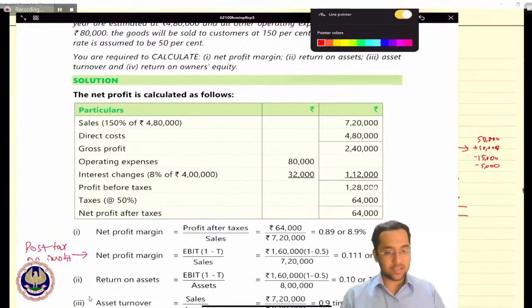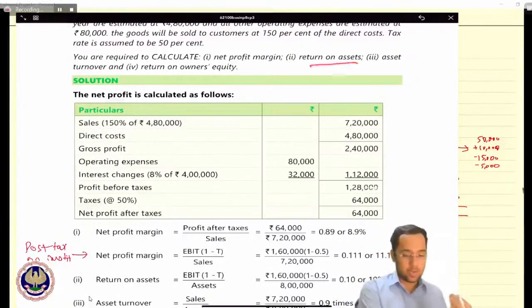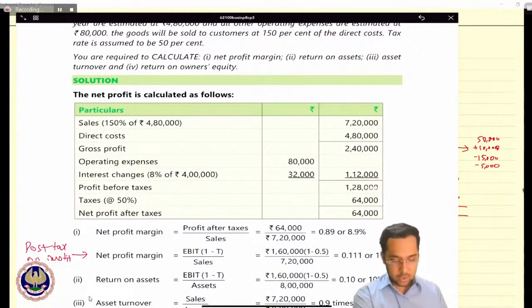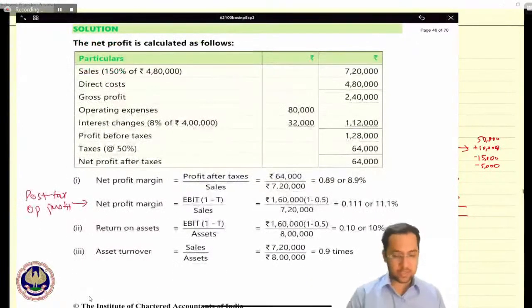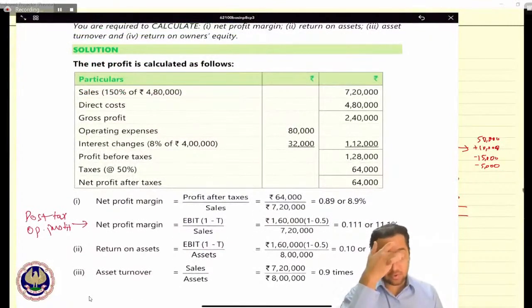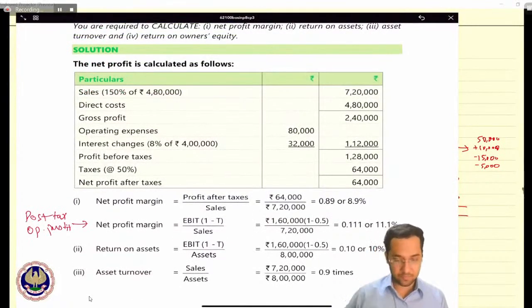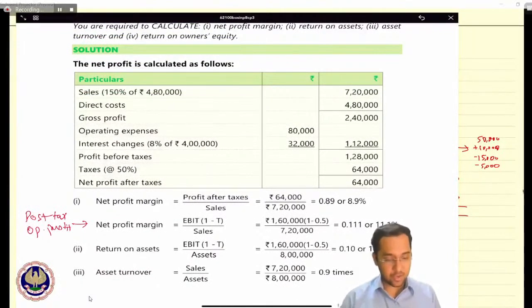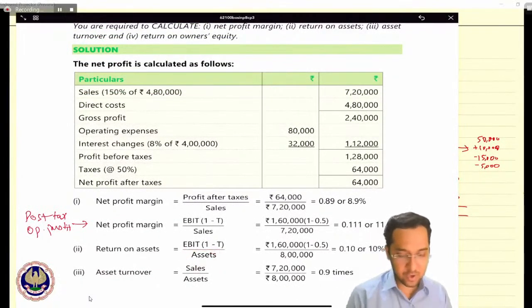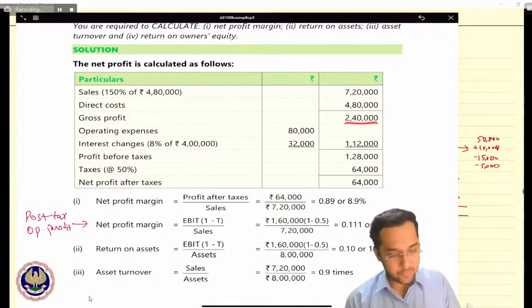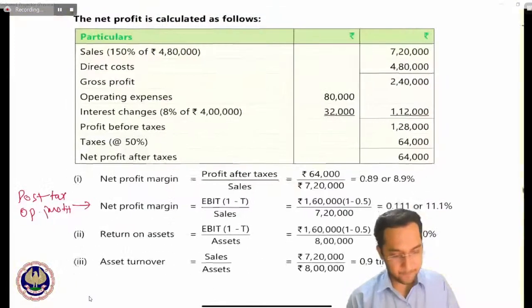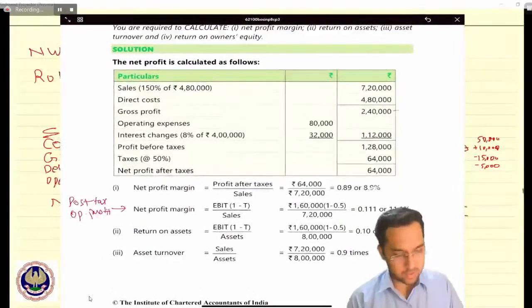Then next is return on assets. For that we need the return that we have generated on assets. So return on assets is same as maybe your return on capital employed. So post-tax return on capital, return on assets is EBIT (1 minus T), so earnings before interest and taxes, taken upon the assets. Now, how do you get the earnings before interest and taxes? This is your GP. From this GP, you reduce your operating expenses of 80,000. That will give you 1,60,000. This is your EBIT.